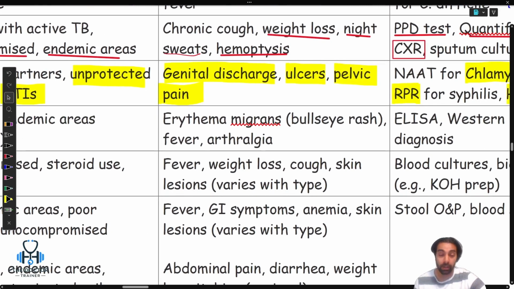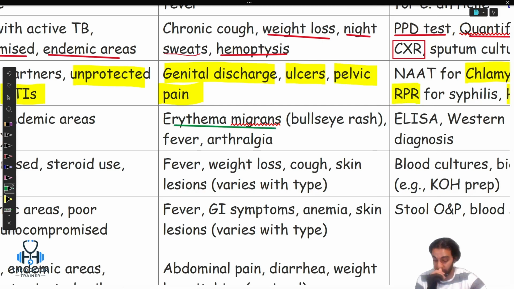They'll have something like erythema migrans, a bullseye rash. So that's how it starts. That's early on. You can get arthralgias. Okay. You can also get heart findings.